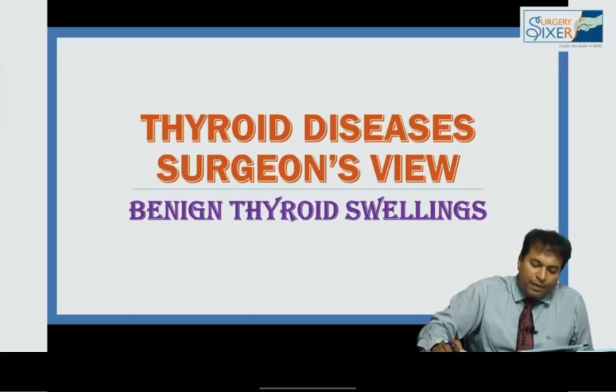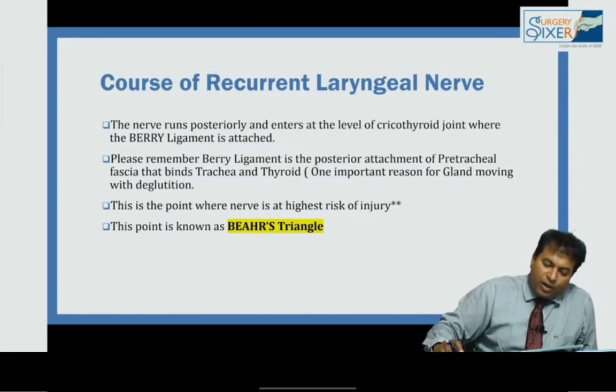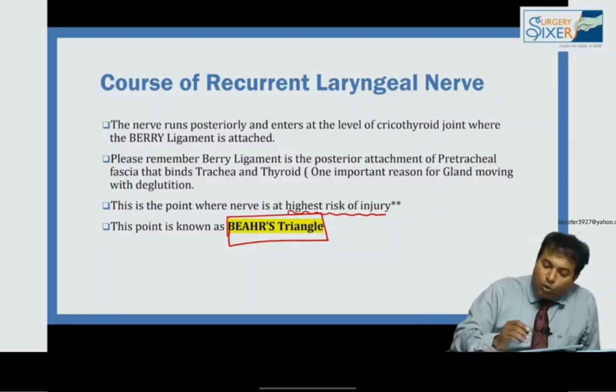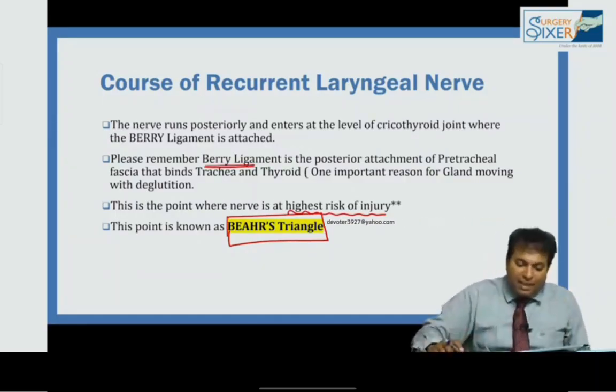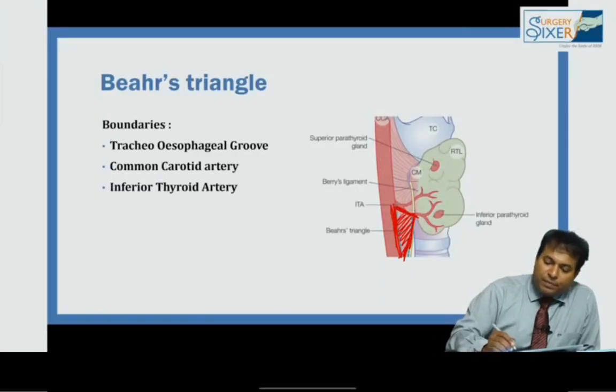And I want to show you the anatomy here. Please remember the recurrent laryngeal nerve, how it loops and comes back. And remember Beahrs' triangle. Please don't forget it. It is the place where the nerve is at highest risk of injury. It is very close to the Berry's ligament attachment. You can see this is the common carotid artery, inferior thyroid artery, and this is the tracheo-esophageal groove. This is Beahrs' triangle, in which the recurrent laryngeal nerve is at high risk.